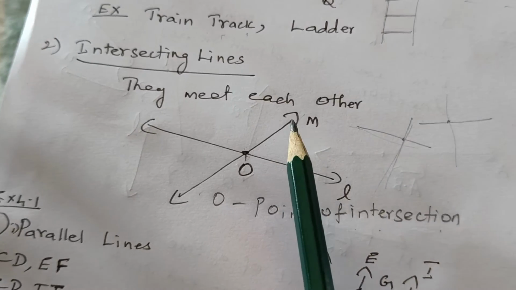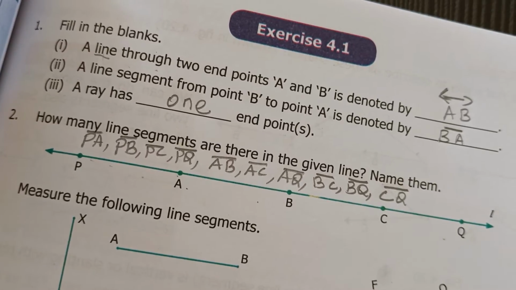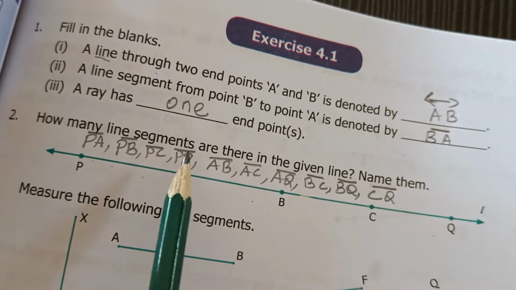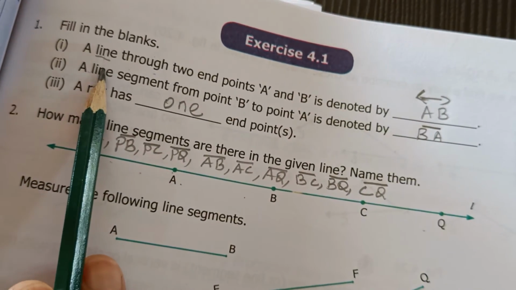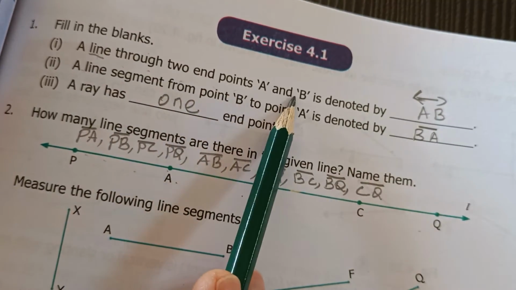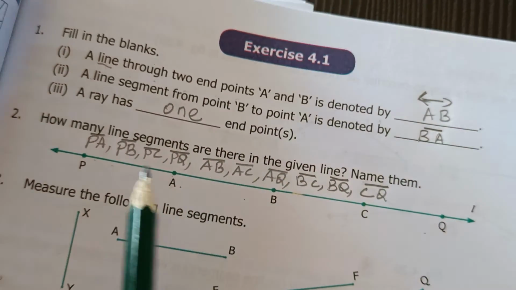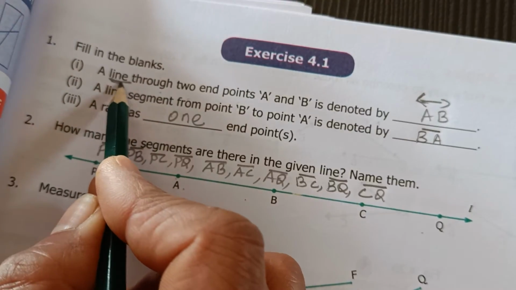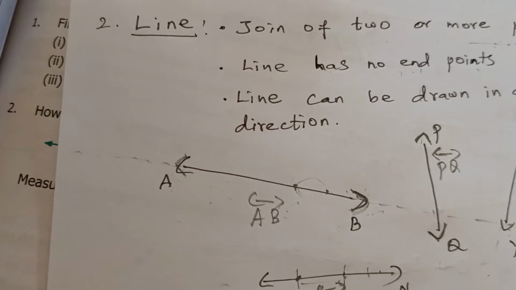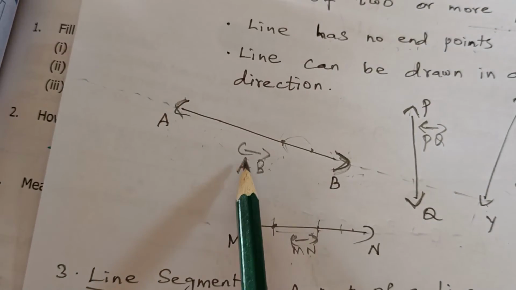Okay. Now, using these basic concepts of geometry, let us solve exercise 4.1. Very simple. First one, fill in the blanks. A line through two points A and B is denoted by, be careful, it is line. A line has no endpoints. You remember how a line is denoted? A line is denoted by line AB.